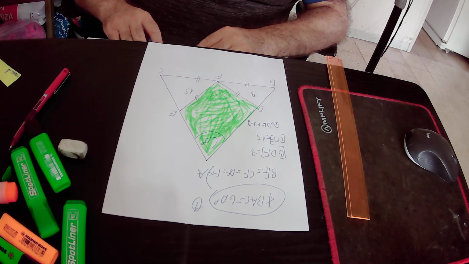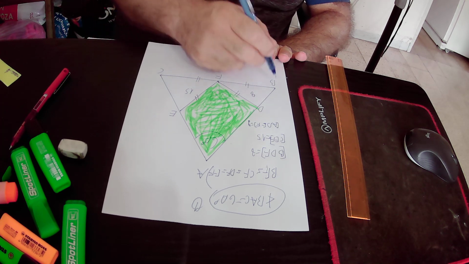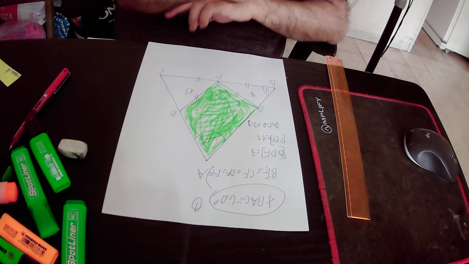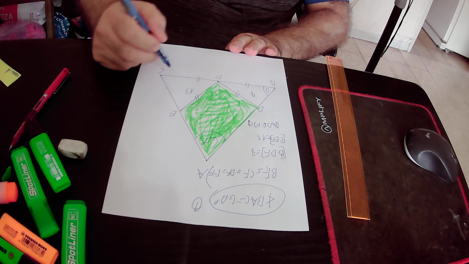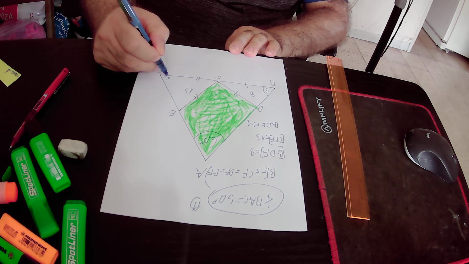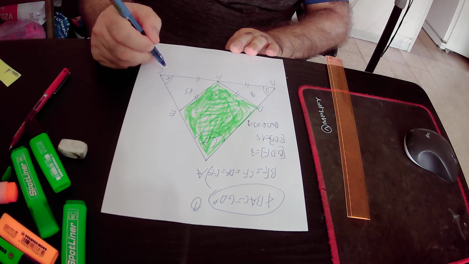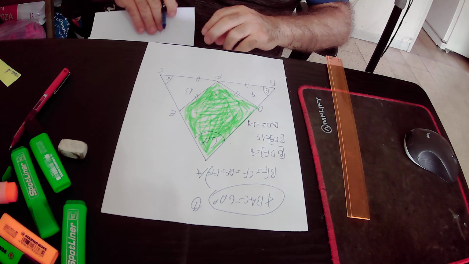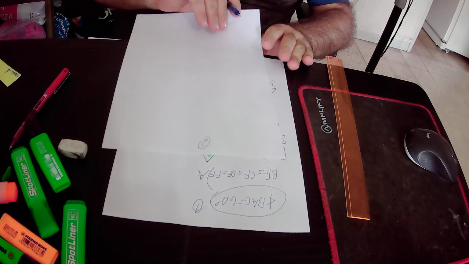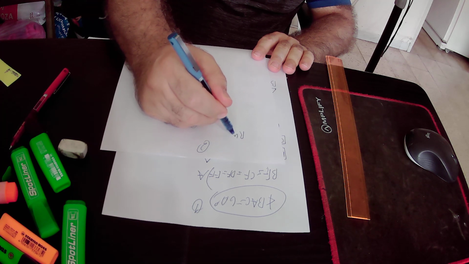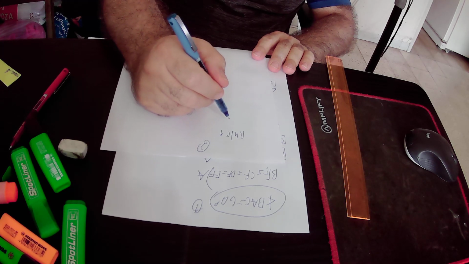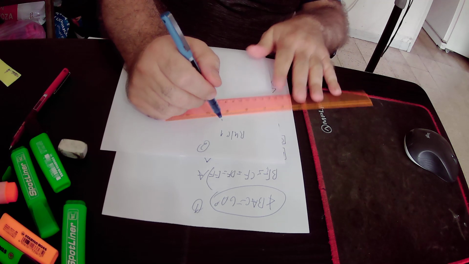Okay, so first of all we will define angle ABC as B, and we will define angle ACB as C, and we have a rule number 1 that states that the sum of the angles in any triangle equals 180 degrees.